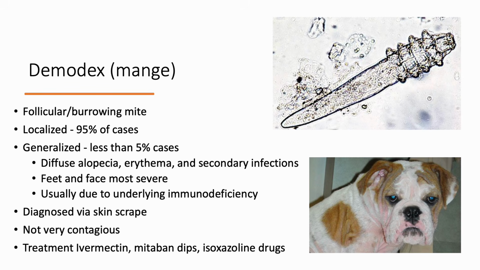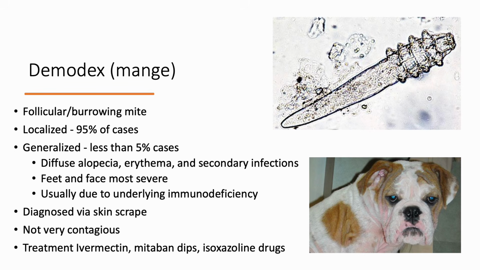Demodex is frequently called mange, although mange could also be used to describe scabies, so it's not unique to Demodex. Demodex is a follicular or burrowing mite, and what that means is that the mite is not just on the surface of the skin, it's down in the hair follicles. We can't see it because it's inside the hair follicles out of view.